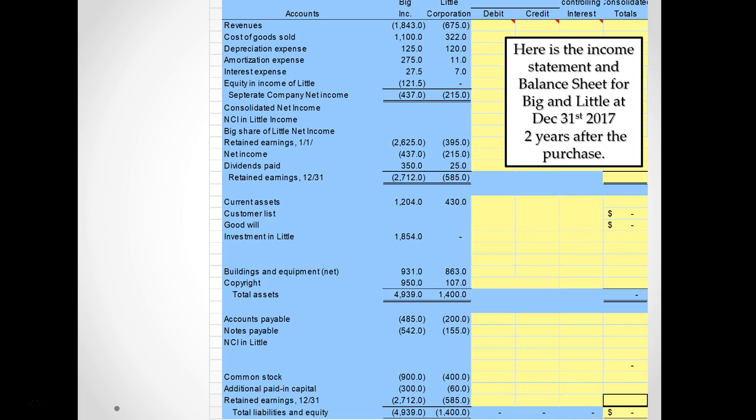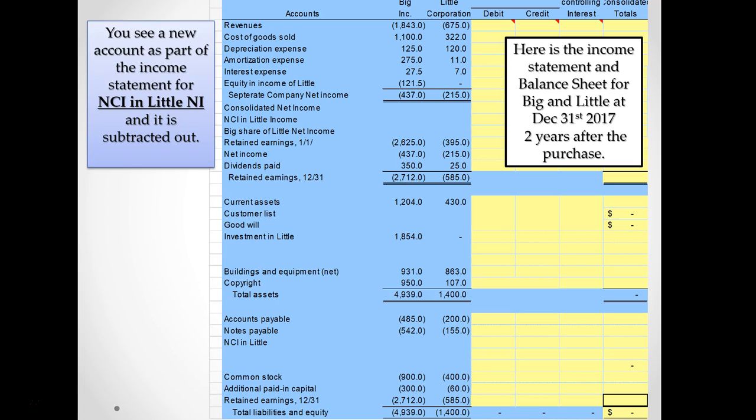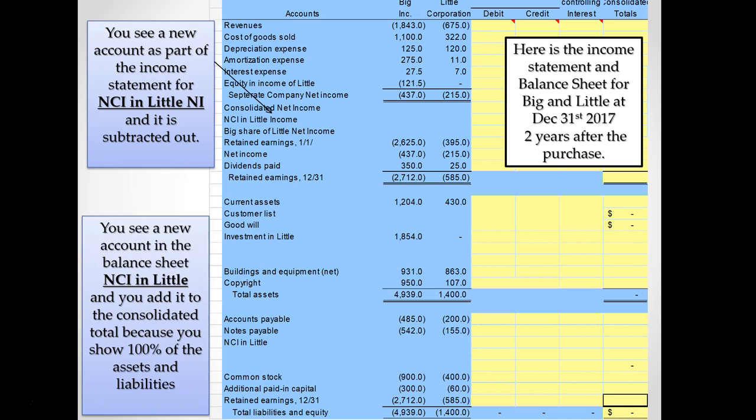And what we're going to do now is the working paper entries. Now, if you notice, we have this new column called non-controlling interest. That's what makes this one tricky. So remember, you're going to subtract out the net income, and you're going to add in the portion down here that's assigned to non-controlling in Little. So again, you're going to show all the assets 100%, and then you're going to make an adjustment in the equity section.